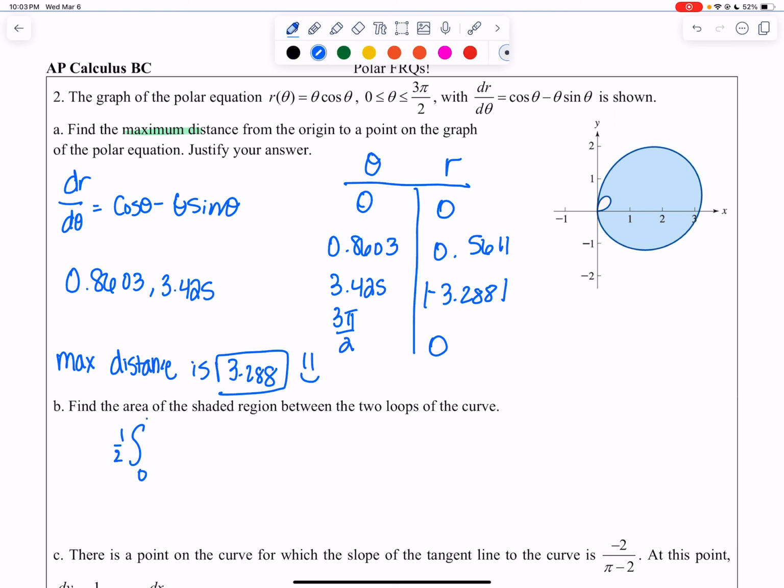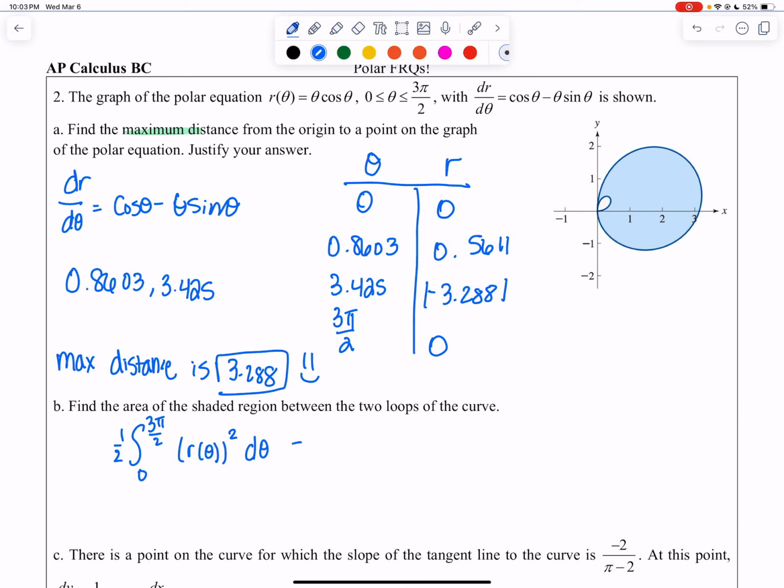So my whole polar curve goes from 0 to 3 pi over 2 of r of theta squared d theta. It's okay for you to shorthand it because it already gives you that r of theta is theta cosine of theta. So that's what I did right here.